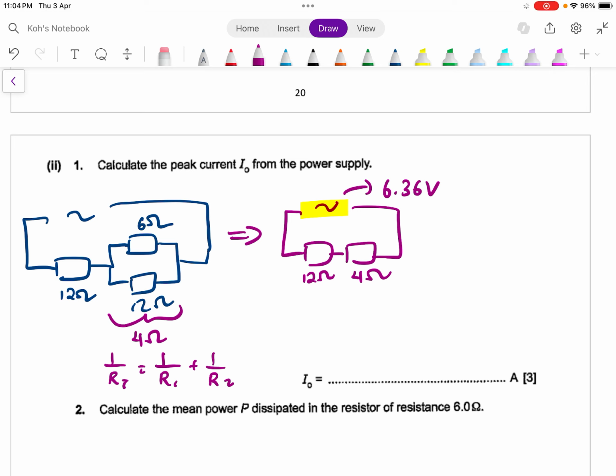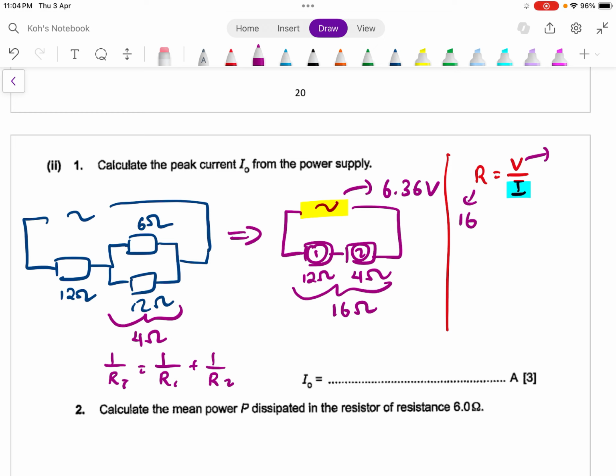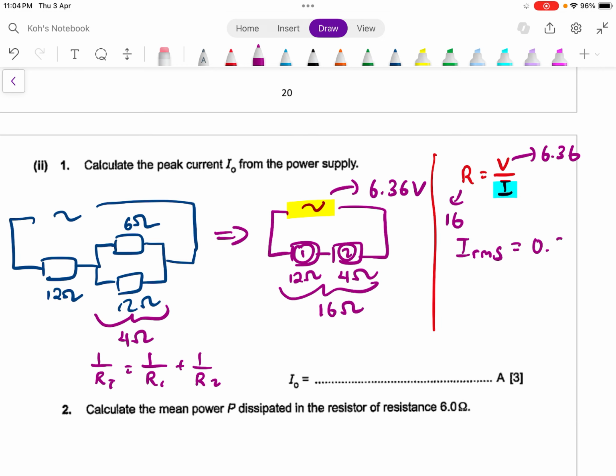So of course, this is the 12 ohms, this is the 4 ohm. You add together, so this will give you 16 ohm. So in turn, you can actually calculate your current. R equal to V over I. So your I that you are calculating is your IRMS, the root mean square current. This one is the resistance to be 16. So the V is the VRMS. Always remember, for AC is all about RMS. So it's 6.36. Of course, the IRMS is equal to 6.36 divided by 16. So it's about 0.3975 ampere. So that is your root mean square current.